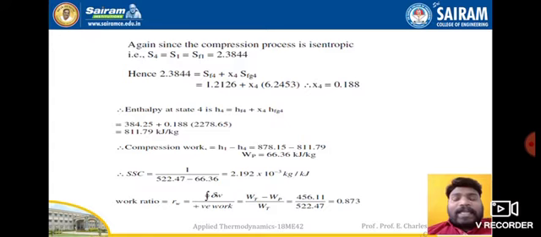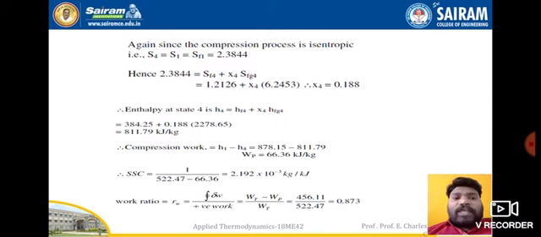If you look at it, it is in the wet region. So again the same formula, SF4 plus X4 into SFG4. We substitute all the values, and we don't know the dryness fraction X4, so you will find the X4 value. Then the enthalpy at state 4 is H4 equal to HF4 plus X4 into HFG4. You know all the enthalpies of the different values. If you substitute X4 as 0.188, you will get the enthalpy at state 4. H4 is equal to 811.79 kilojoules per kg.